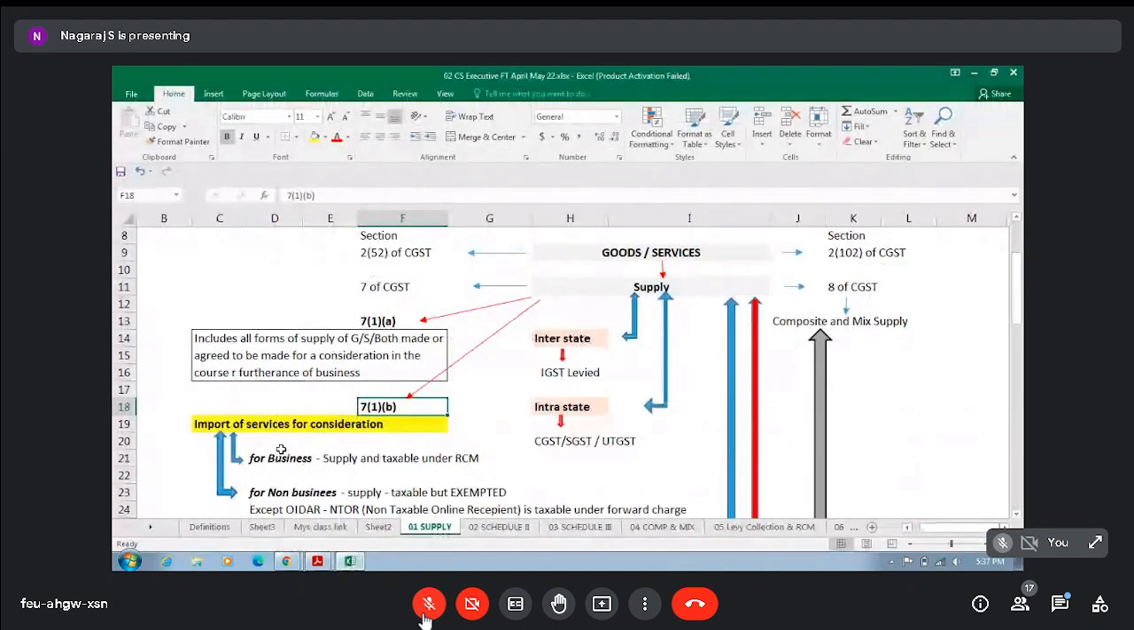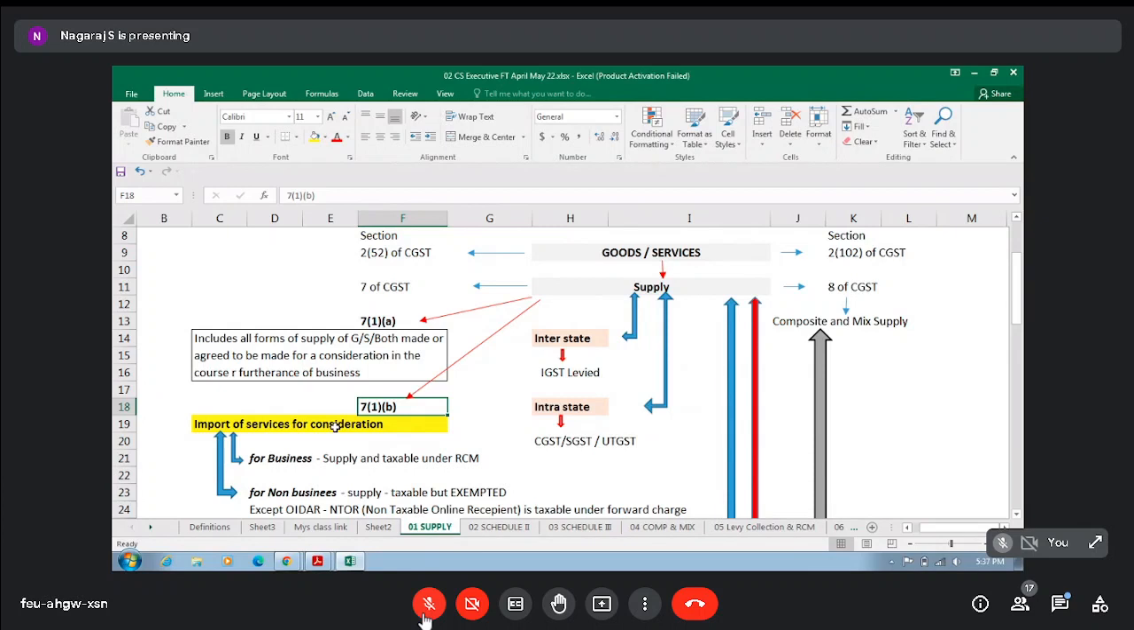What they are telling? When you import any services for consideration, it will amount to supply. Hence, you need to pay GST on that. Who will pay GST? The person who is providing the service has to pay GST.